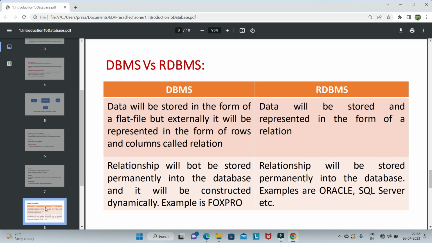In case of DBMS, relationships will not be stored permanently in the database. They are only constructed dynamically. FoxPro is a DBMS example. In case of RDBMS, relationships will be stored permanently in the database. Examples of RDBMS are Oracle, SQL Server, DB2 and so on.